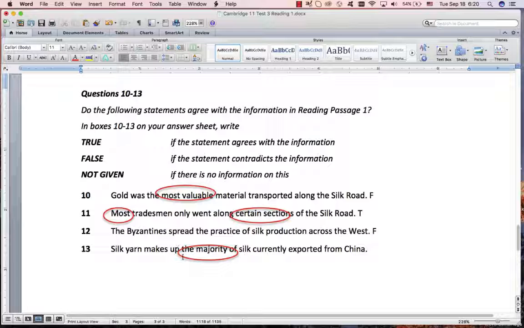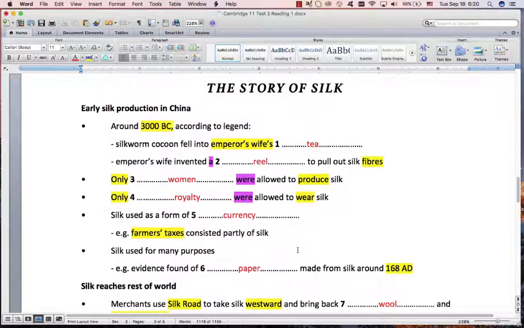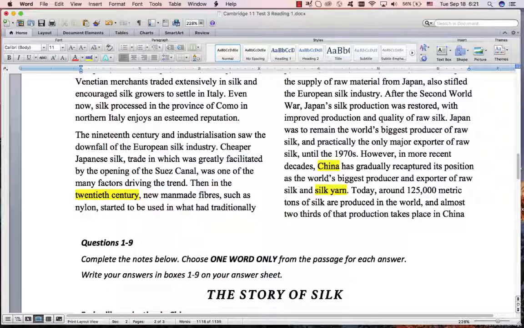And then finally, silk yarn makes up the majority. Remember, this is more than 50% of silk exported from China. So, China is the world's biggest producer of those two things. But which one is more, raw silk or silk yarn? This is just talking about silk generally. So now we have two kinds of silk, raw silk and silk yarn. Which one is more? We see that China produces the most general silk in the world, but which one of these is 50%, more than 50%? Is it more raw silk or is it more silk yarn?